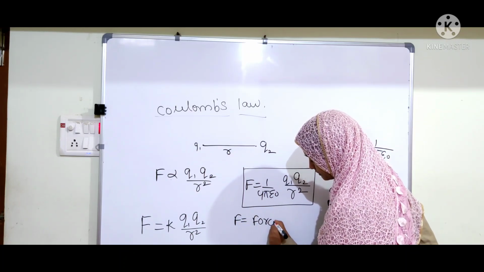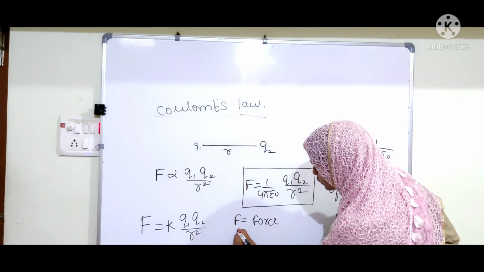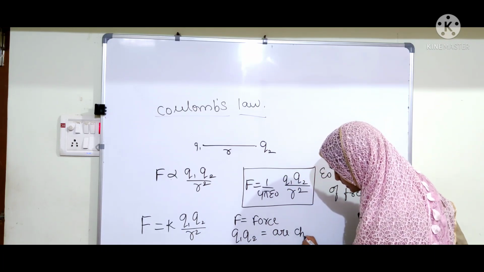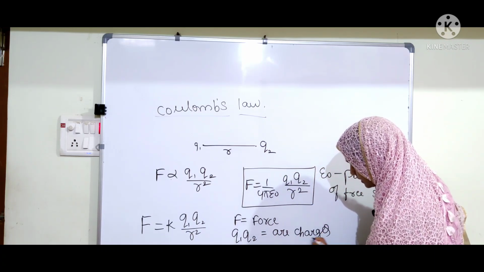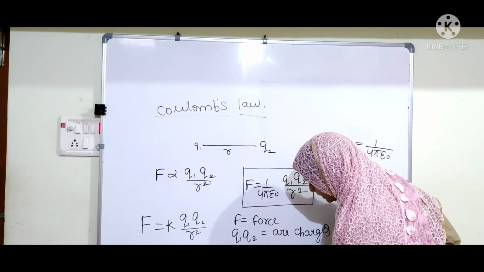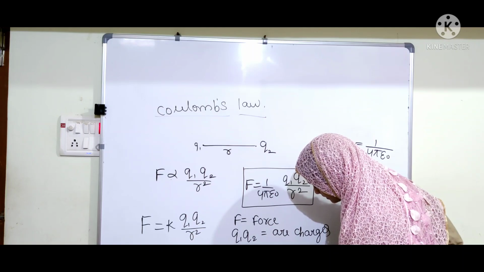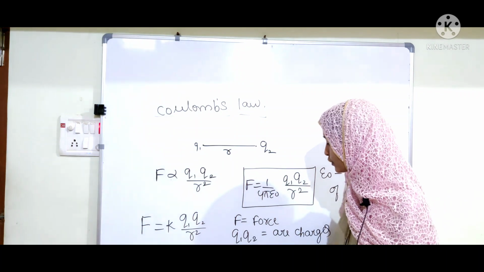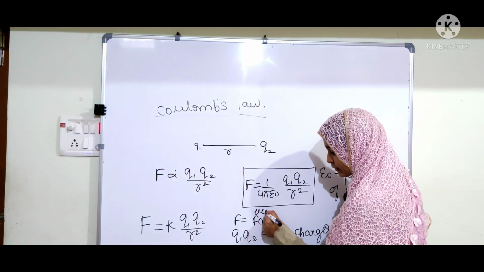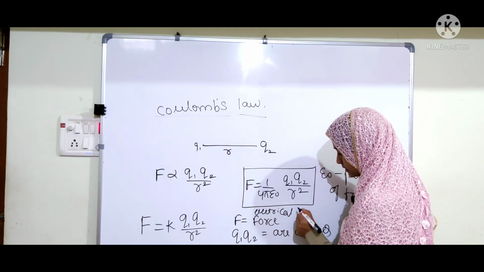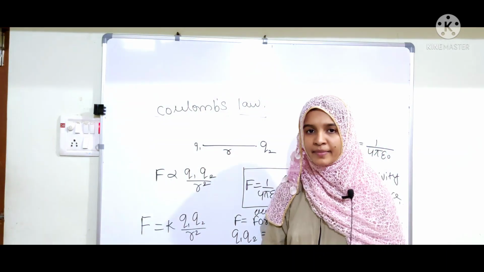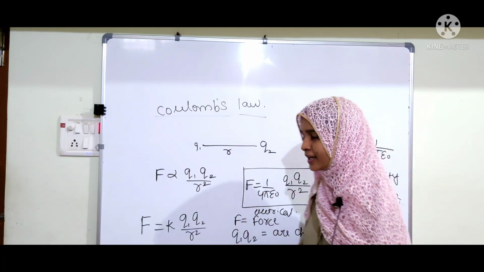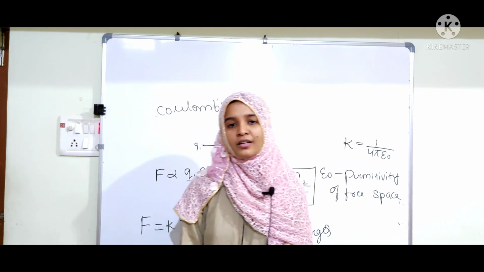Here F is the force, and Q1 Q2 are the charges. R is the distance which is separating the charges, and this force is the electrical force. As you know, epsilon naught is the permittivity of free space. Q1 Q2 are the charges, R is the distance. This was the simple equation of Coulomb's law.